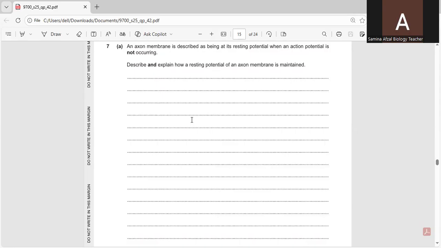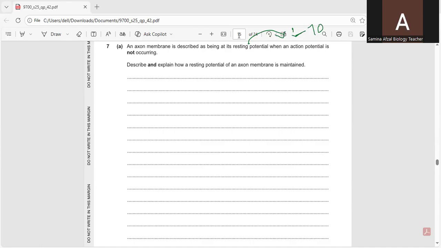Maintaining a resting potential is an active process that ensures the inside of the axon remains negatively charged relative to the outside. That is, it should be minus 70. The resting potential is minus 70. This polarized state is achieved through a combination of two things: active transport and differential membrane permeability.